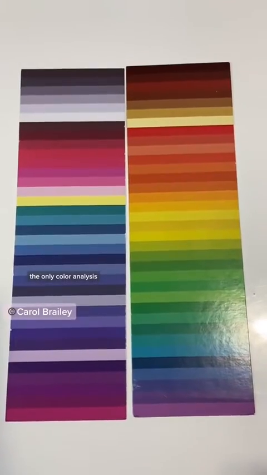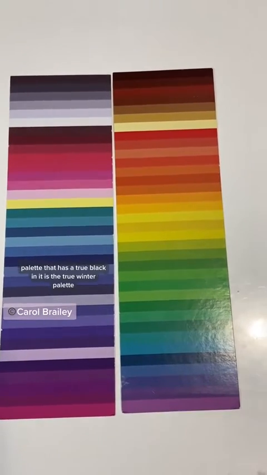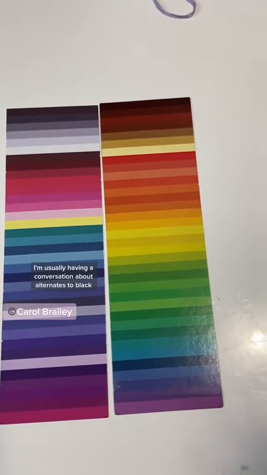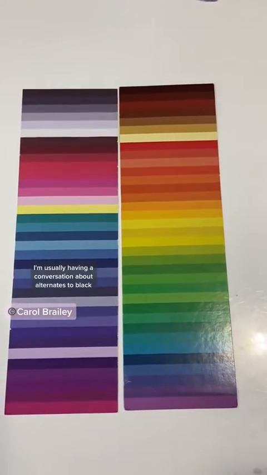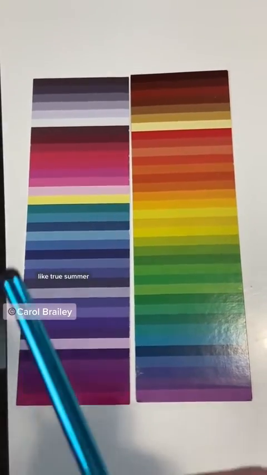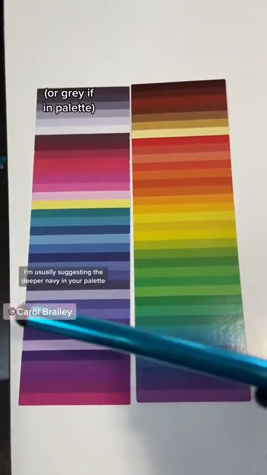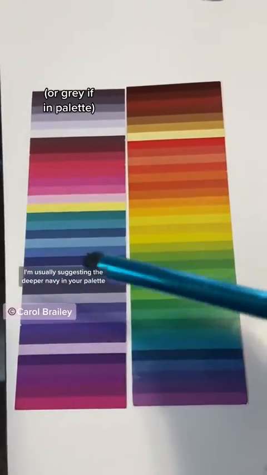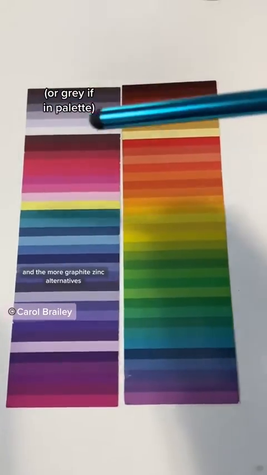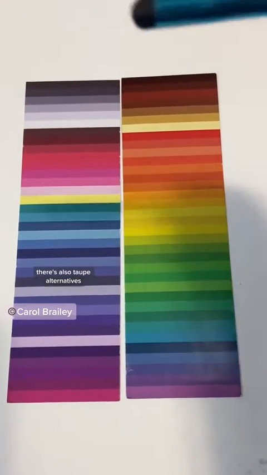The only color analysis palette that has a true black in it is the True Winter palette, and so with True Winters, I'm usually having a conversation about alternates to black. If you're somebody on the fully cool undertone side, like True Summer, Cool Winter, Cool Summer, and True Winter, I'm usually suggesting the deeper navy in your palette and the more graphite and zinc alternatives. And in the True Summer palette, there are also taupe alternatives.